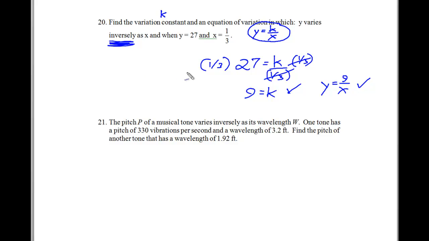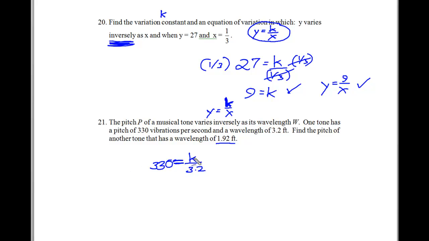In the final problem here on page 5, it says the pitch of a musical note varies inversely with wavelength w. So here's my equation then, k over x. There's the inverse equation. One note has a pitch of 330 vibrations per second and a wavelength of 3.2 feet. So that's going to be set up into my equation, k over 3.2, because this is my P and this is my W, the wavelength. Find the pitch of another note that has a wavelength of 1.92.